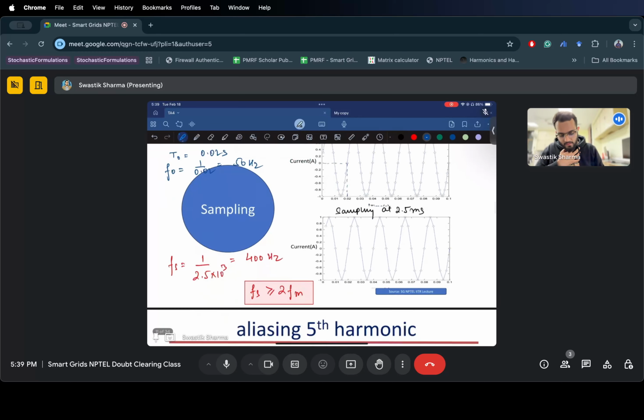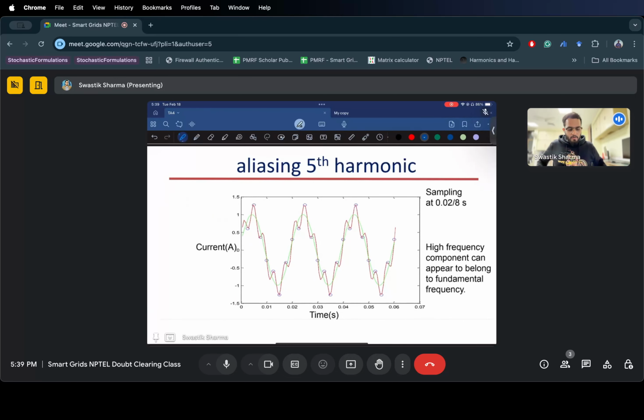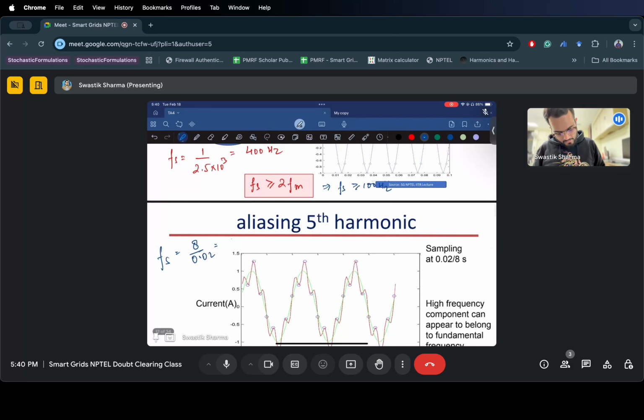And your sampling rate should be at least greater than or equal to 100 hertz. Both of these are following this theorem, and if they're following this theorem, no high frequency component can creep into your sampled waveform. But let's say you're sampling at 0.02 by 8. If I want to calculate its Fs, it is 8 by 0.02, which is 400 hertz.